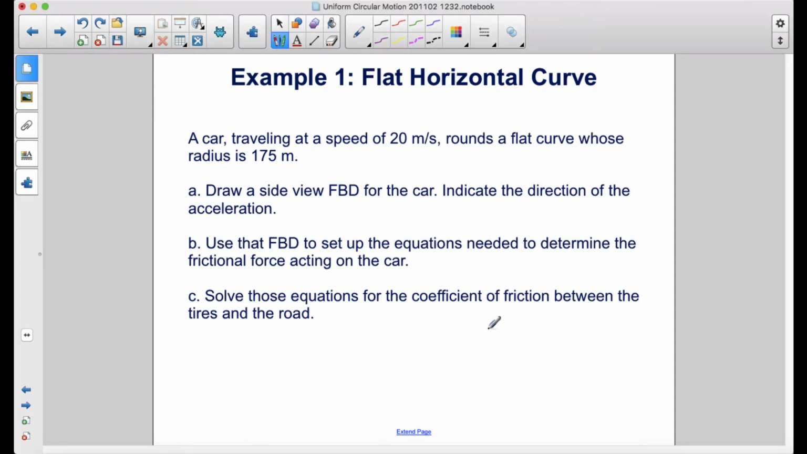Here's an example. A car traveling at a speed of 20 meters per second rounds a flat curve whose radius is 175 meters. A. Draw a side view free body diagram for the car and indicate the direction of the acceleration. B. Use that free body diagram to set up the equations needed to determine the frictional force acting on the car. And then C. Solve those equations for the coefficient of friction between the tires and the road.